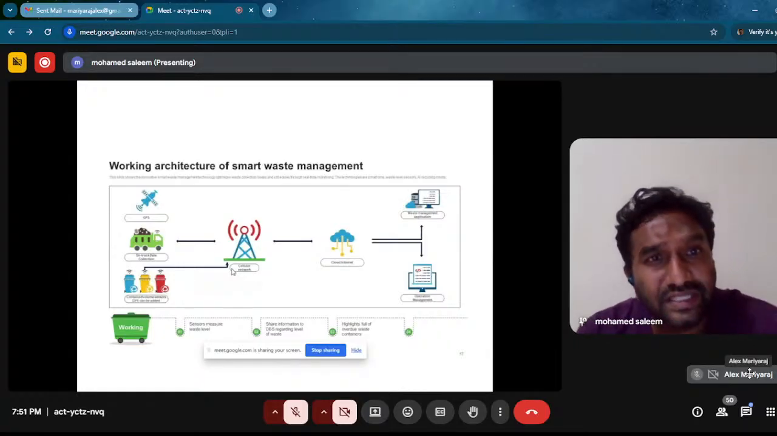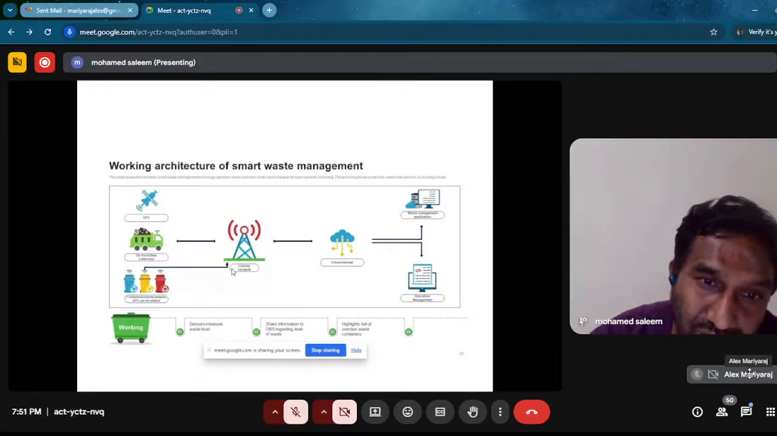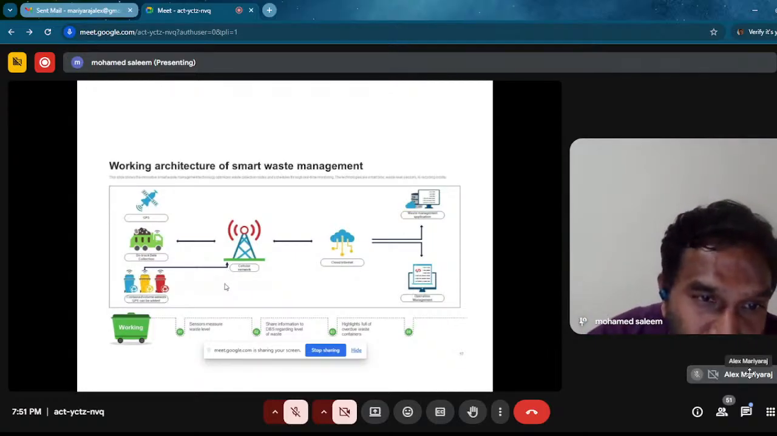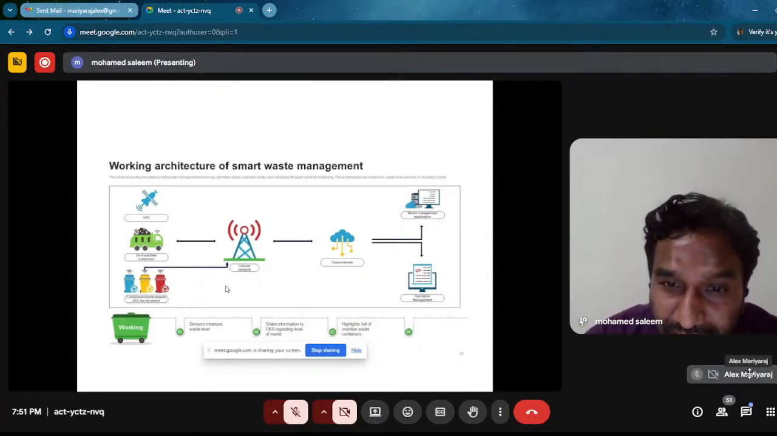This one you can see the working architectural drawing for the smart waste management using GPS, and also the collection based on smart IoT sensors with different color codes for different types of materials to be collected.